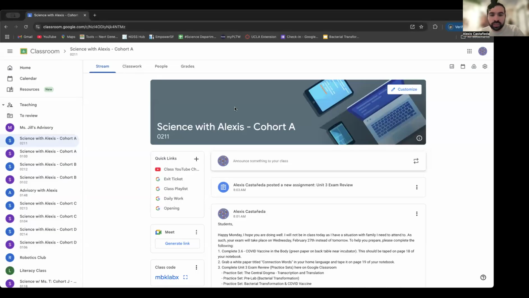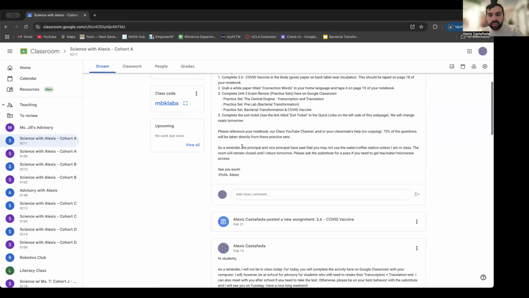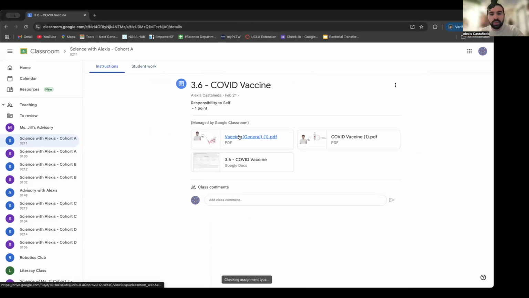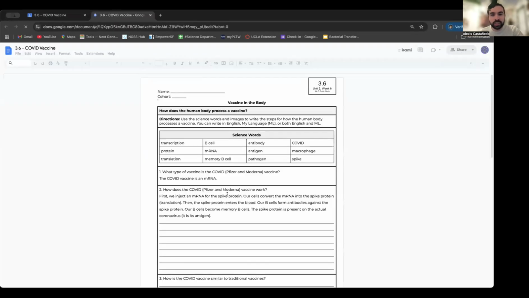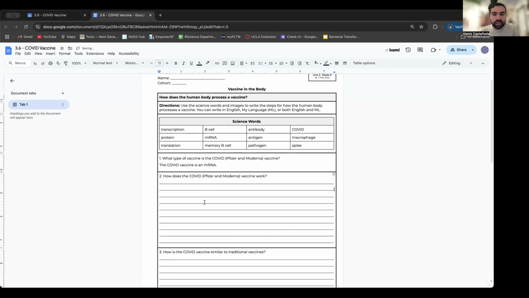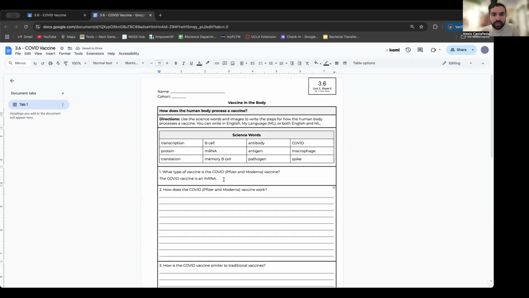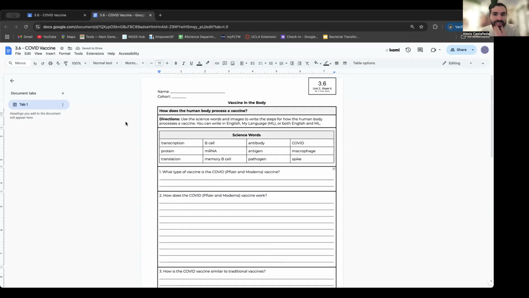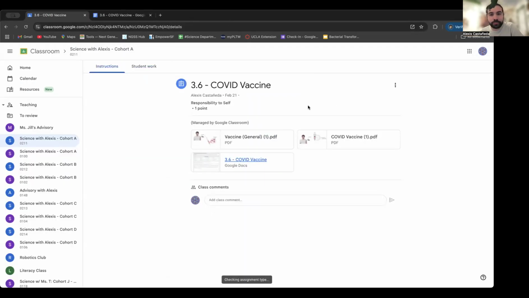All right, students. So what I wanted to do today is tell you how to do 3.6 COVID vaccine. So what you can do is you're going to grab a green paper here in class, and this is what the paper looks like. This is what our task today is. And so what we're doing is that we are looking at the COVID vaccine, and we are comparing it to the vaccines that we have seen in class before. And we're going to see how that works by looking at these images here.